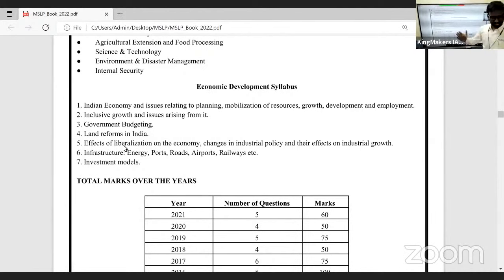Infrastructure is an open-ended topic which is mostly based on current affairs and mostly based on raw statistics. For example, except for infrastructure and effects of liberalization, and similarly in the first topic, Indian economy issues related to planning, growth, development, there won't be notes.